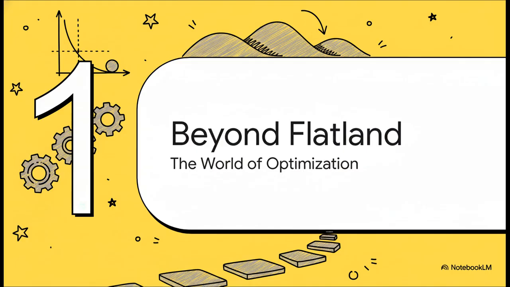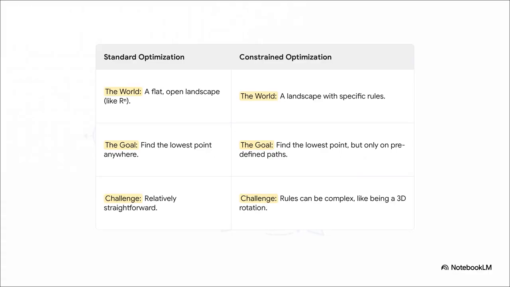Okay, so to really get a handle on this, let's start with a concept you're probably already familiar with: optimization. It's really just a fancy way of saying finding the best possible solution. You can think of it like a hiker who's trying to find the absolute lowest point in a giant, hilly landscape. Now, you can basically think of this in two flavors. You've got your standard optimization, which is like our hiker in a wide open field. They can wander anywhere they want to find that lowest point.